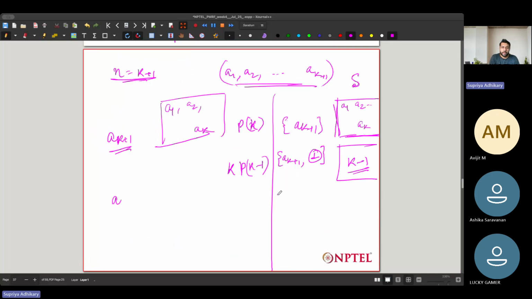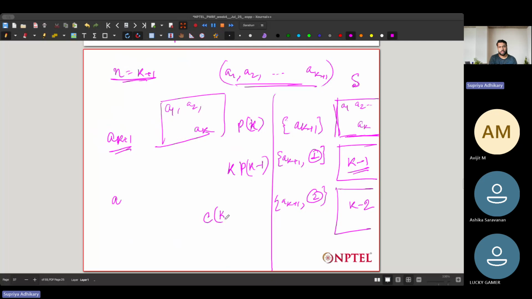Now again we have k plus 1 elements, and two other elements are chosen from this set, so in the set S we will have k minus 2 elements. How many ways can we choose these two elements? We can choose them in C(k,2) many ways. And how many ways can we partition this set? P of k minus 2, and so on. We keep on doing this until the set S becomes a singleton set.